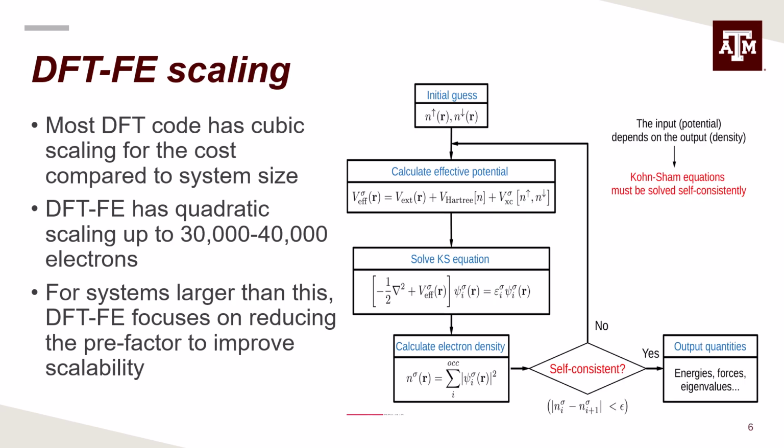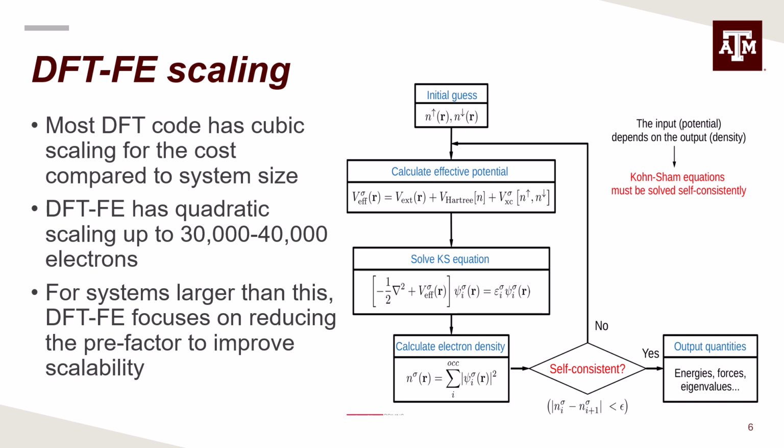So, DFTFE scaling. Most DFT code has cubic scaling for the cost compared to system size. This essentially means that if you double the system size, then the cost is going to multiply by 8. DFTFE has quadratic scaling up to 30,000 to 40,000 electrons. This means that before 40,000 electrons, around there, when you double the system size, then the cost of the computation is only going to multiply by 4. For systems larger than 40,000, DFTFE focuses on numerical methods to reduce the prefactor and improve scalability.